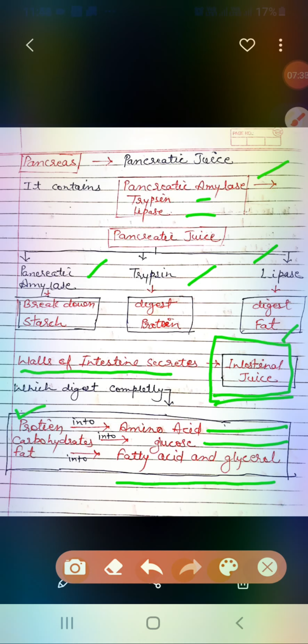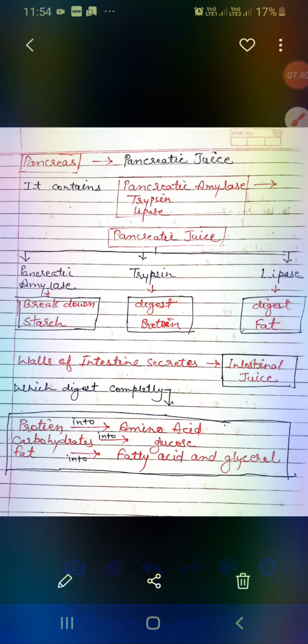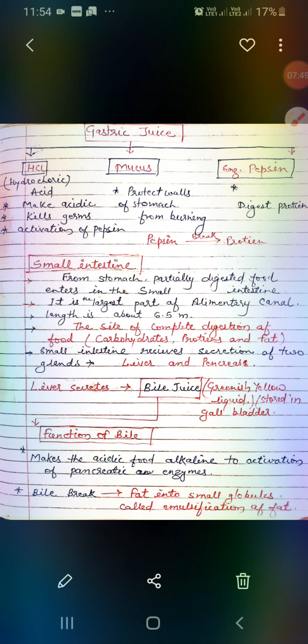So here we learnt about different organs, their secretions, and the functions of their secretions. From this you have to understand all the secretions, and I think you should note down the process of digestion in your notebook.